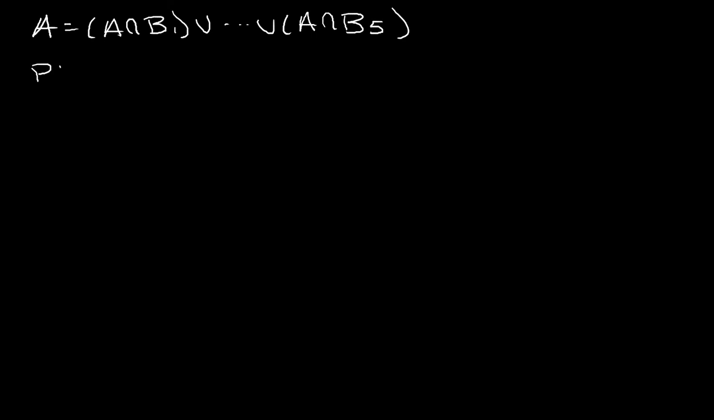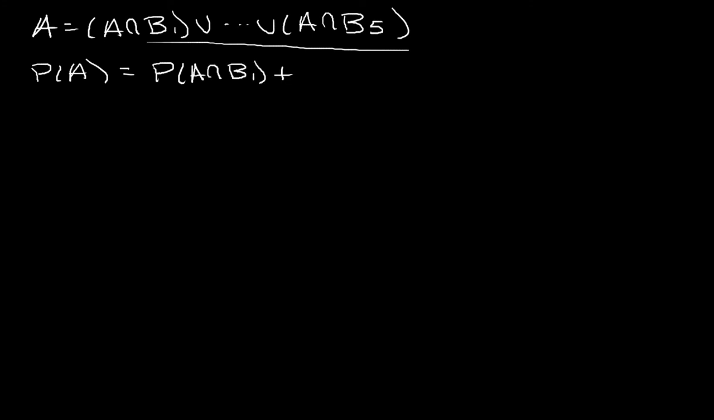So the probability of A is going to be the probability of all these unions, but all these unions are disjoint, and we know that the probability of the union of disjoint events is just the sum of probabilities. So probability of A intersected with B2 and so on until B5.